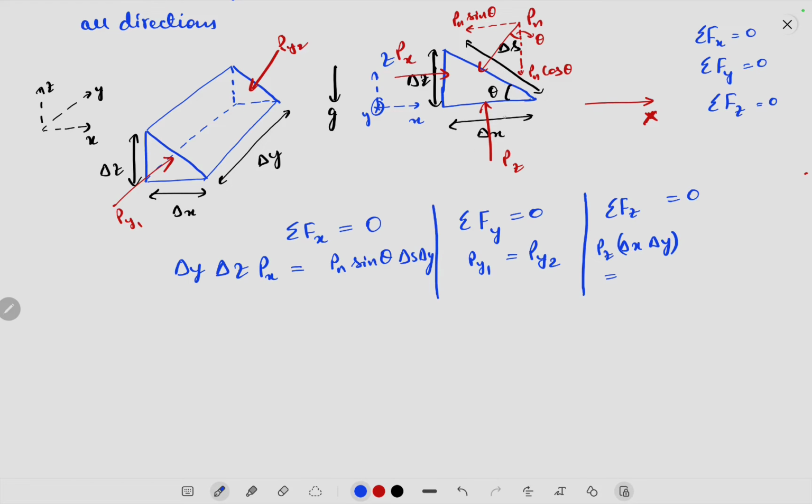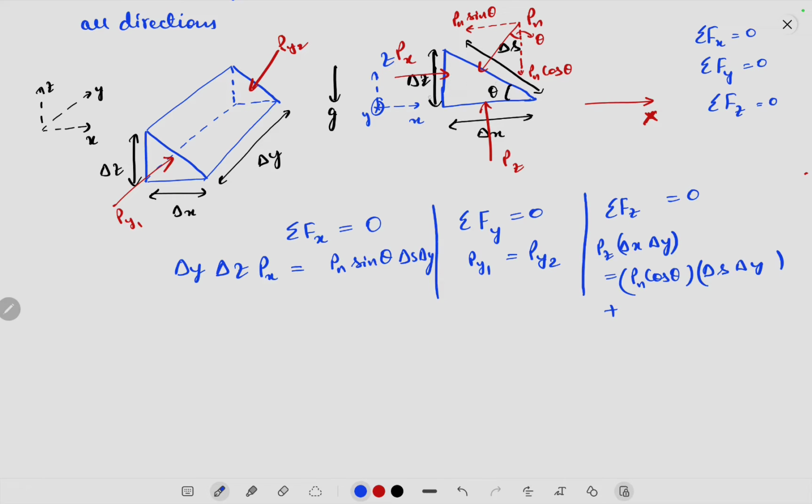One force acting along the minus z direction is Pn cos theta times the area of this part. So this should be equal to Pn cos theta times the area of this part. What is the area of this part? We already found the area of this part: delta s times delta y. Just multiply delta s times delta y, plus the weight of this fluid element.